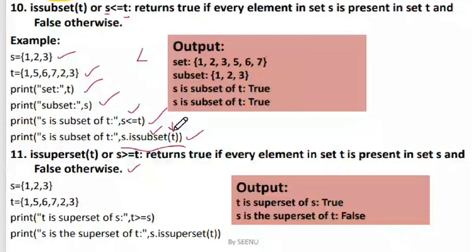So you can see that in the result, S is a subset of T. Yes, it is a subset. It is saying 1, 2, and 3 is a subset. So in both the cases, it is giving me a true over here. This shows you that I can use comparison operations, or I can also use the is subset method.